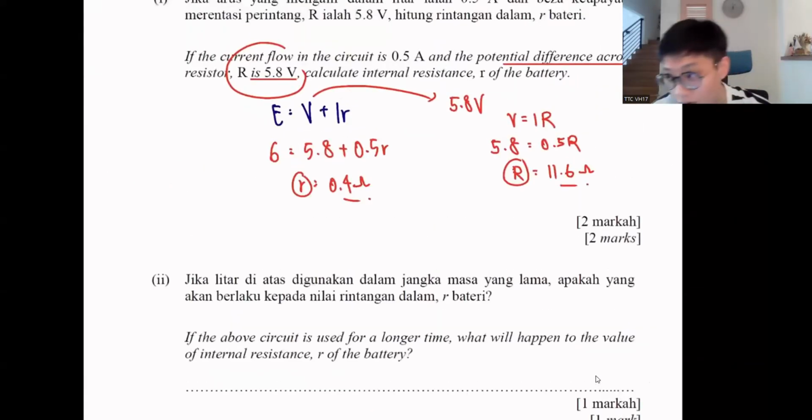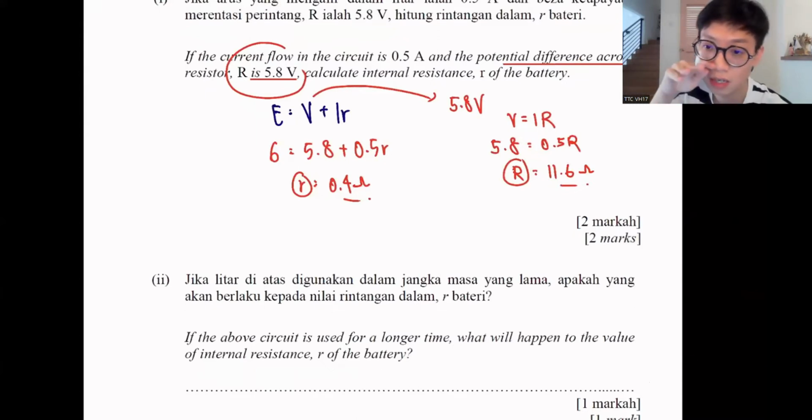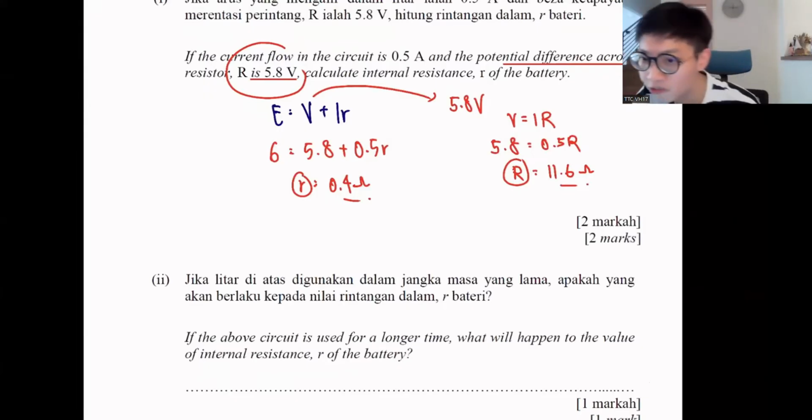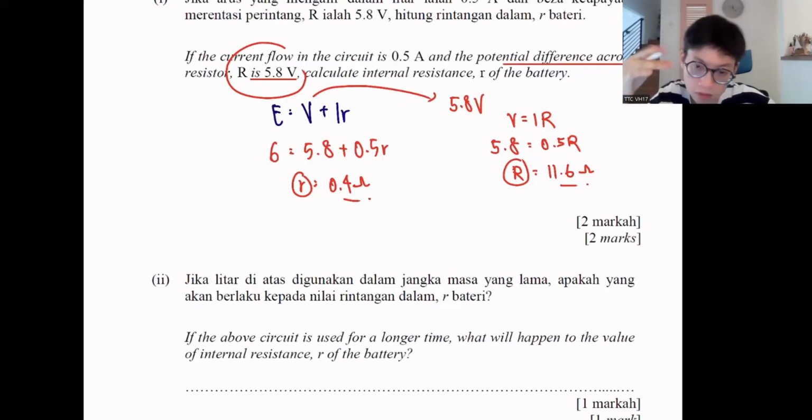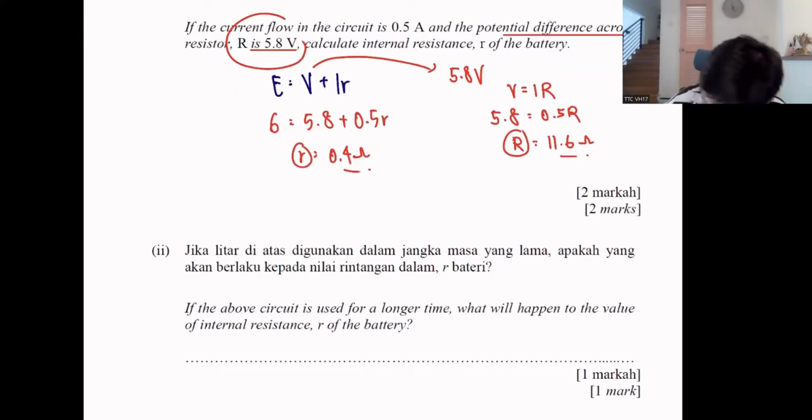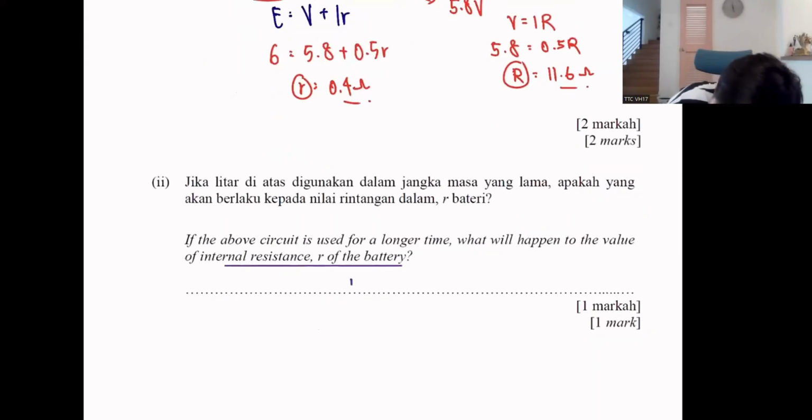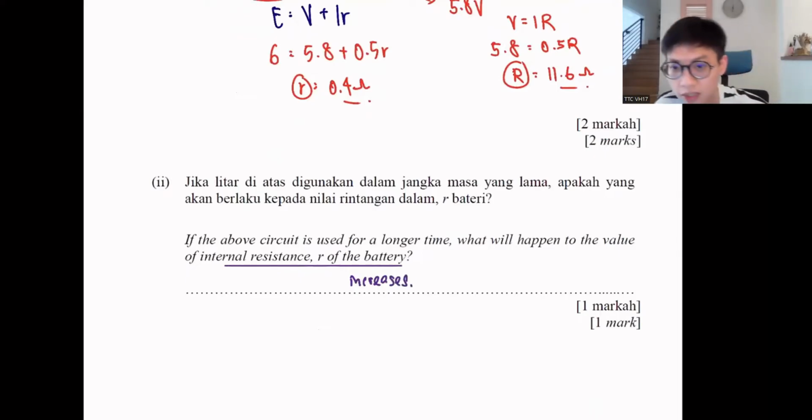If your battery is used for very long, guys, what do you think will happen to the internal resistance? So the longer you use your battery, the more efficient or the less efficient? Less efficient, right? So that means the value of the internal resistance of the battery will increase. So it technically increases the internal resistance, which means it will be less efficient. Okay? So this one is usually like this. Guys, make sure you know how to calculate series parallel.